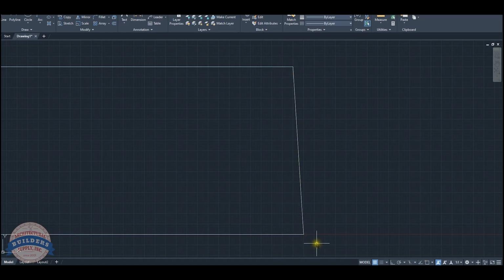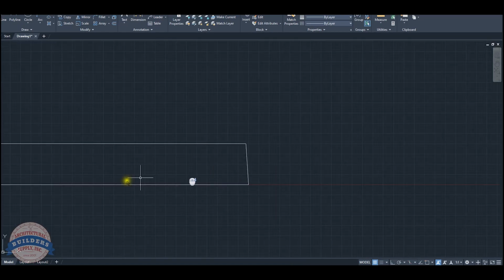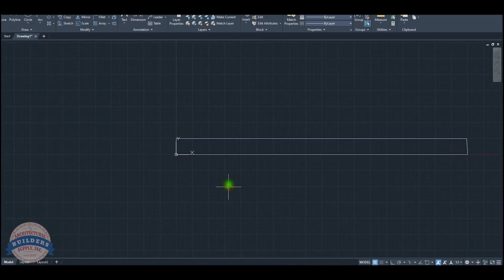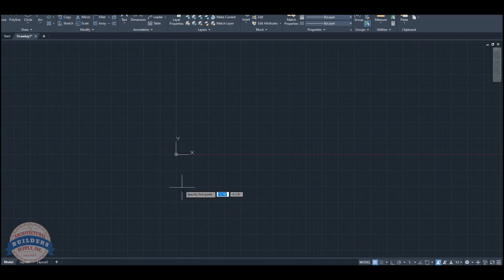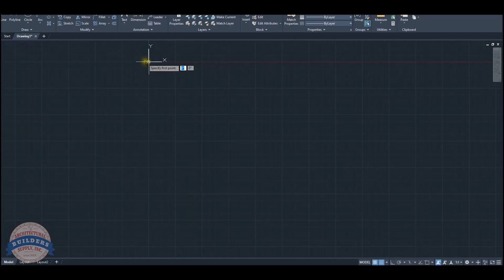Their definition is a 4-degree angle. Let's do this. Let's get rid of that. So remember that 4-degree angle. Let's draw something more typical, a 1 3/4 thick door.